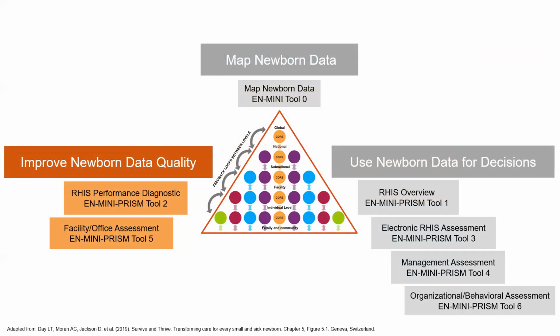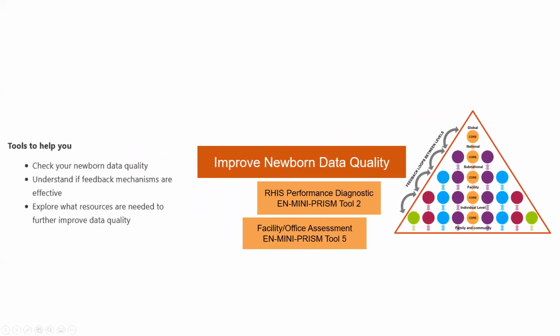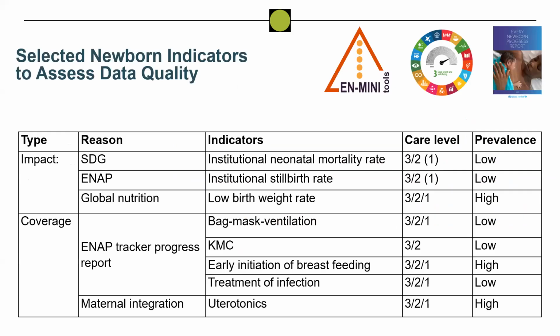The final 2 tools are around improving newborn data quality. So these check the existing data quality, look for feedback mechanisms, whether they're effective, and explore what resources are needed to further improve data quality. The tools are populated with a smaller set of core indicators from the list we showed previously. And this is the reason why those indicators were selected, and typically the care level, the facility level that those interventions occur, and the prevalence.